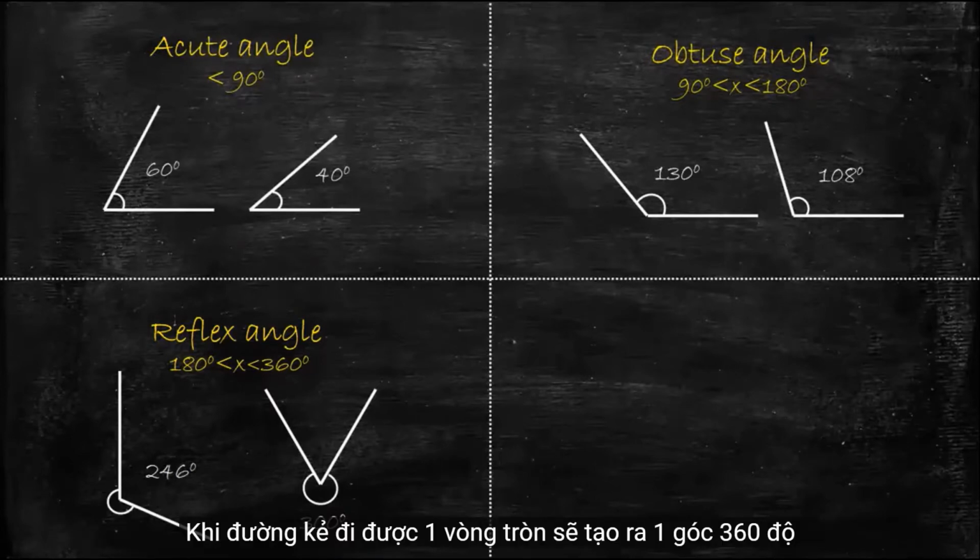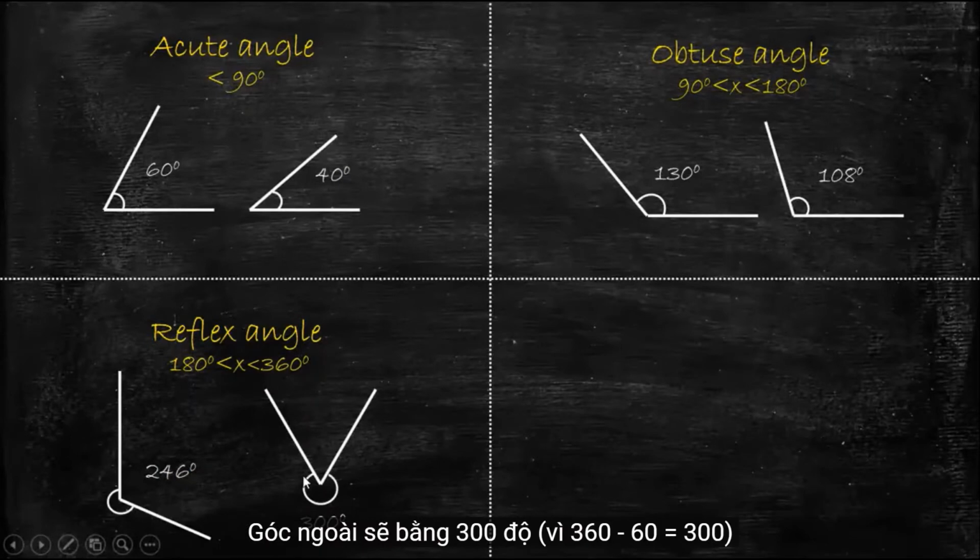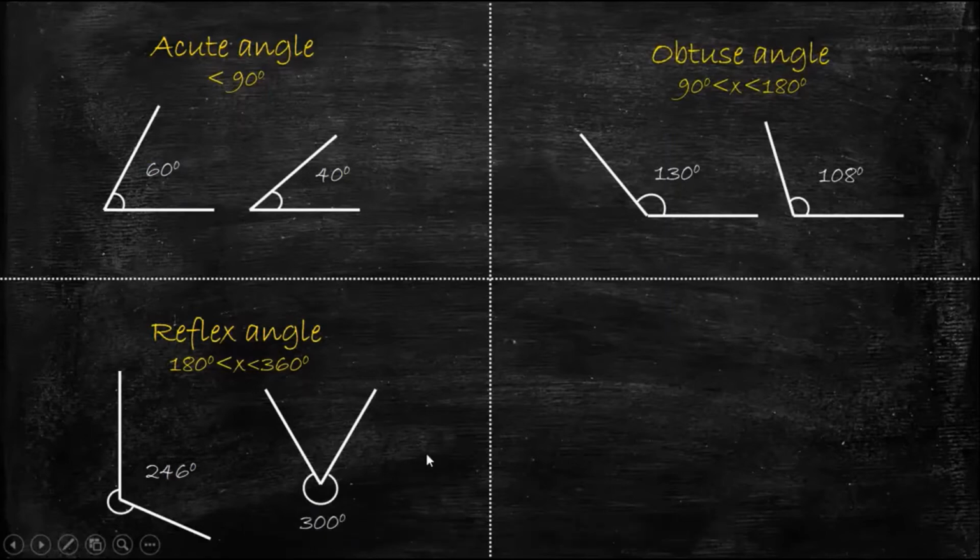For example, the whole turn of a circle has the angle of 360 degrees, which is 60 degrees here, and the reflex angle of that angle is 360 subtract 60, which is equal to 300.